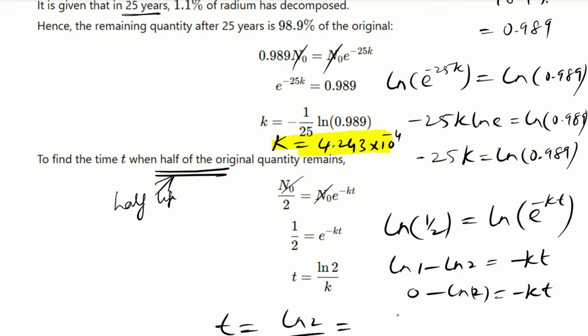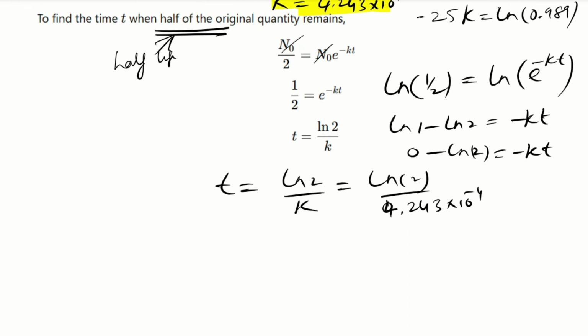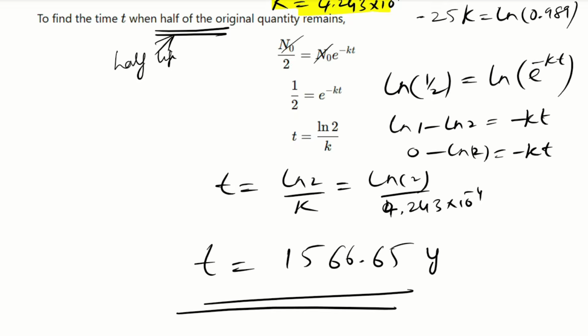And as you know, you can find it. So ln of 2 divided by k, which is 4.243 into 10 to the power minus 4. So let's put it in the calculator and evaluate. The time is ln of 2 divided by 4.243 into 10 to the power minus 4, which is equal to, we get 1566.65. This is the final answer. It is in years. That's all.